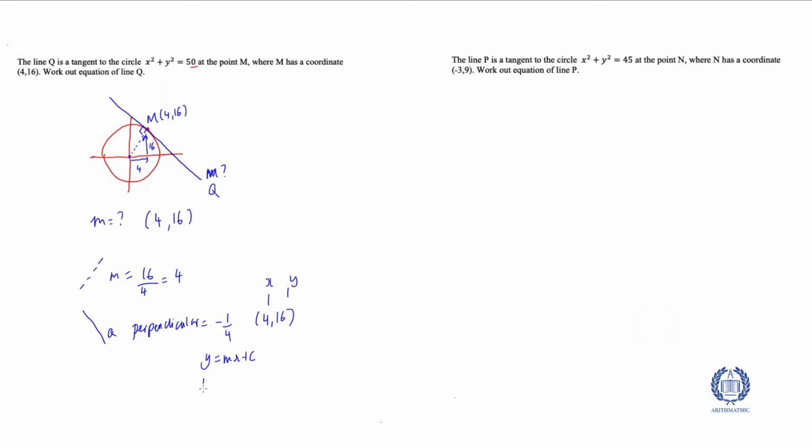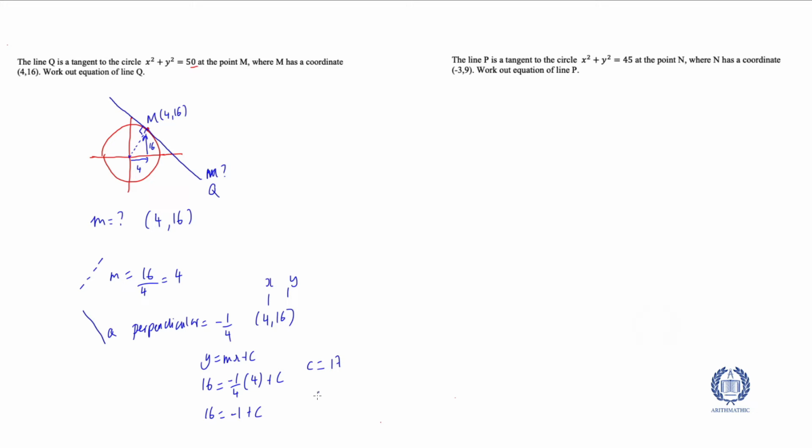So if we put that in here, 16. The gradient is what we just found, minus a quarter. And then x is 4, plus c, right? So 16 is equal to minus a quarter times 4, which is minus 1, plus c. And then c is essentially going to be, move the minus 1 to the other side, so it's going to be 17, you're adding.